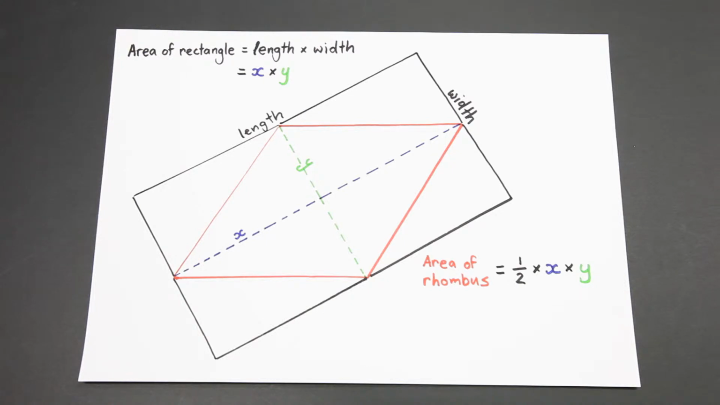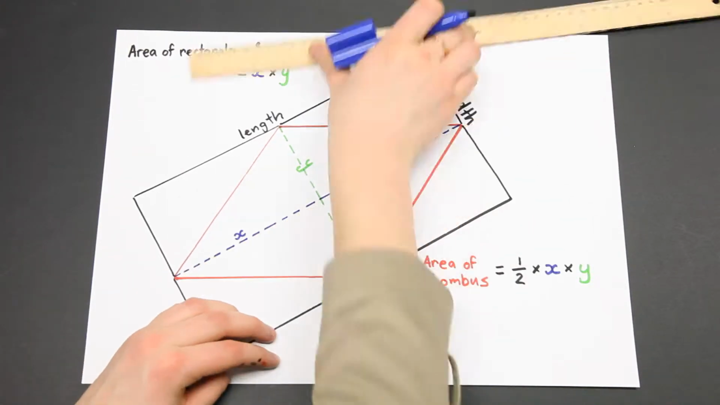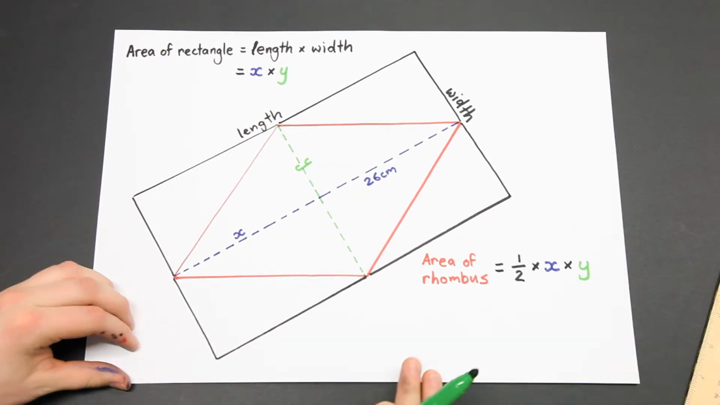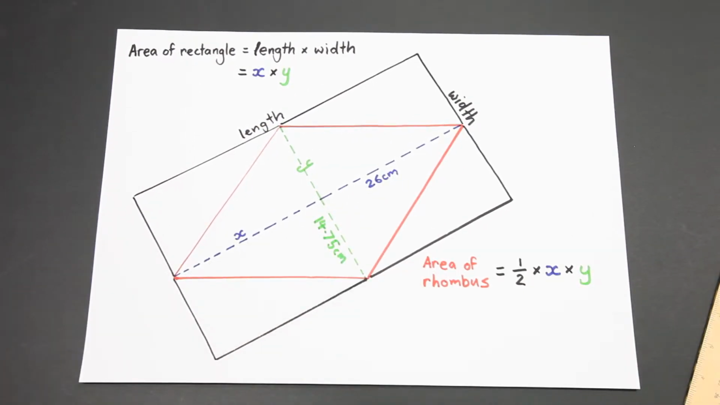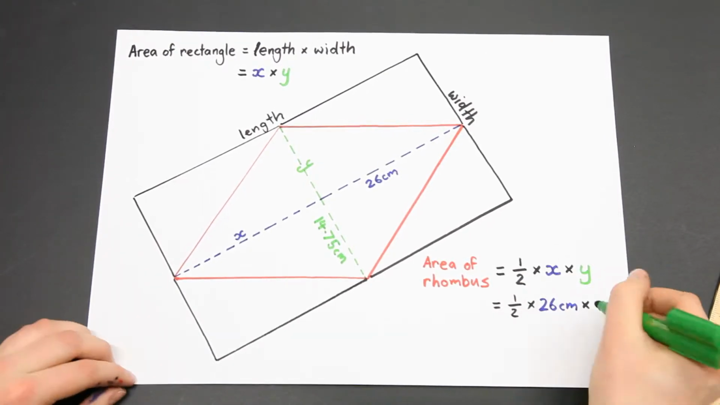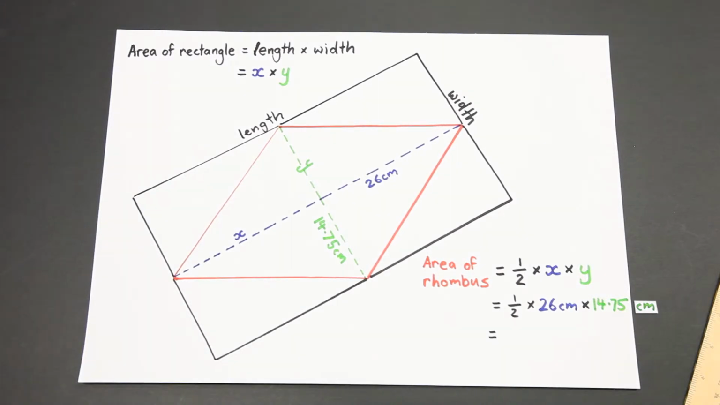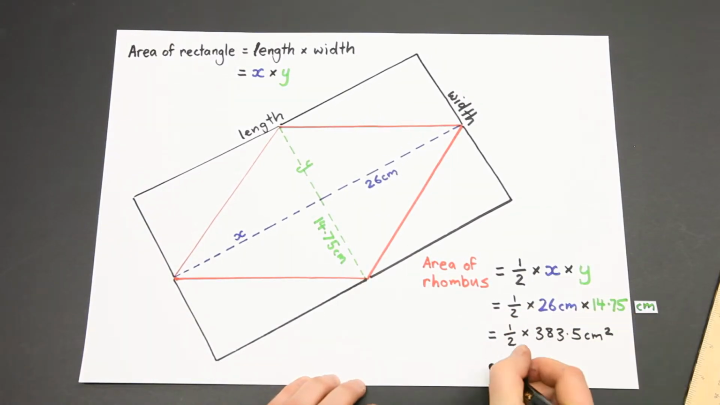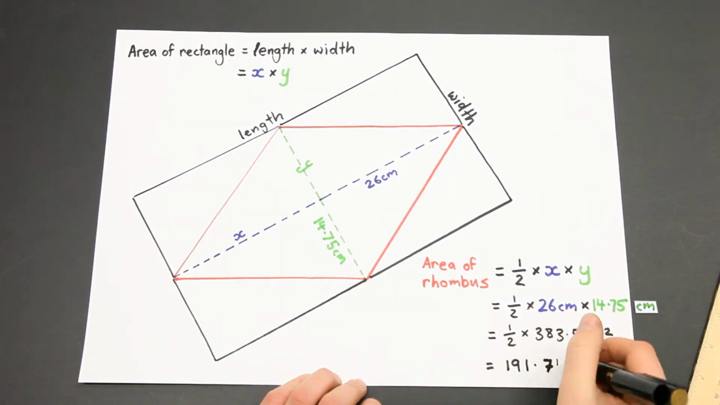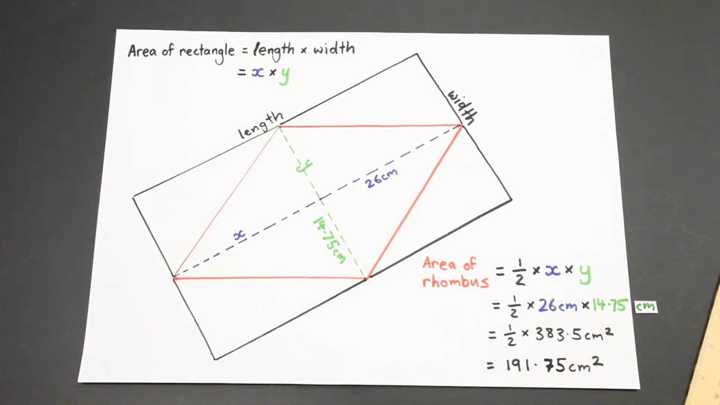For example, this rhombus has one diagonal that is 26 centimeters long, and the other diagonal is 14.75 centimeters. So the area will be half times 26 times 14.75. This works out to give us the area of the rhombus is 191.75 square centimeters.